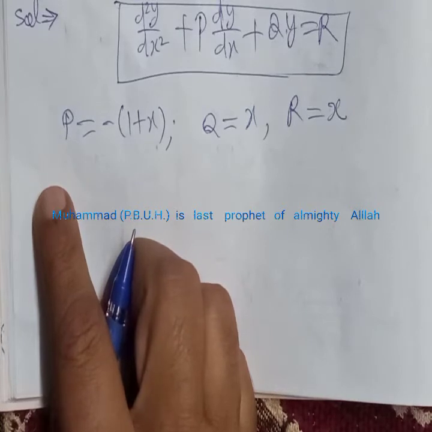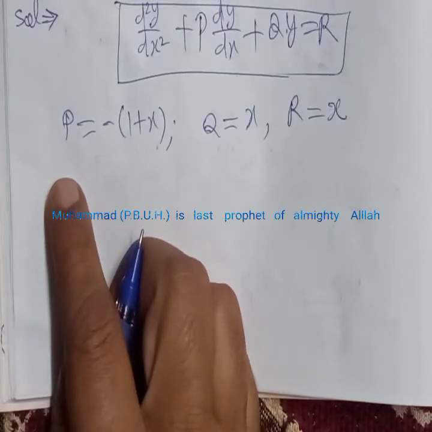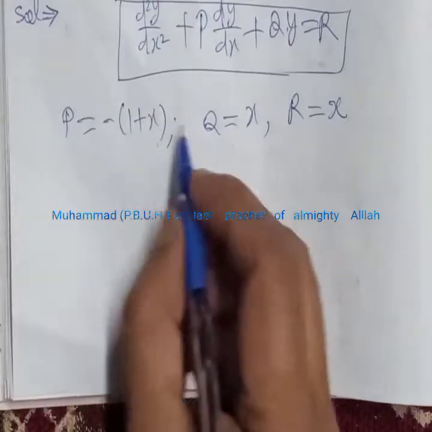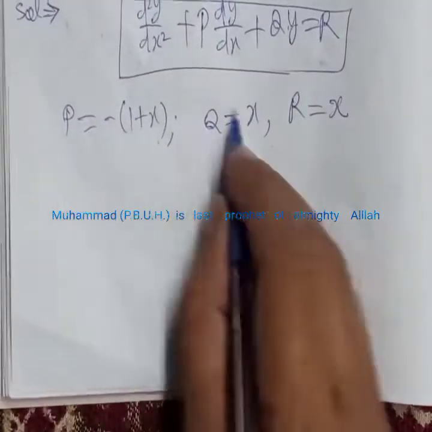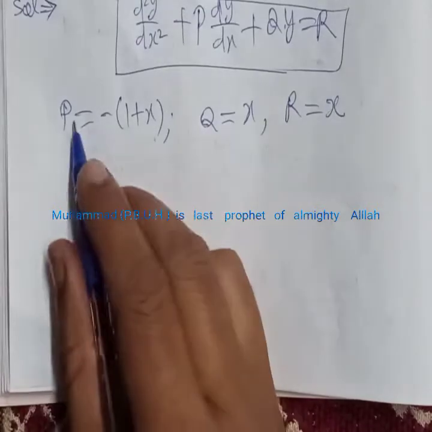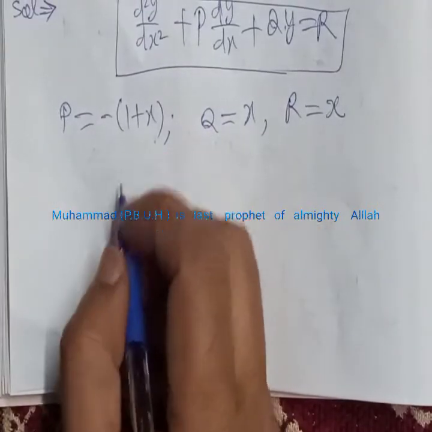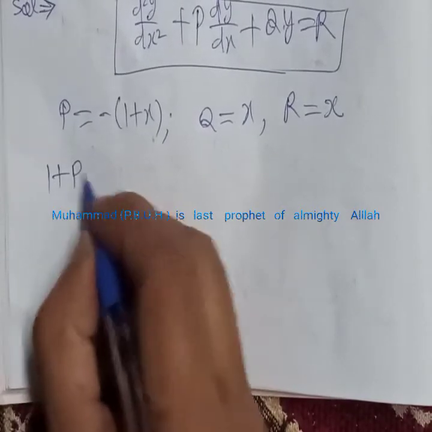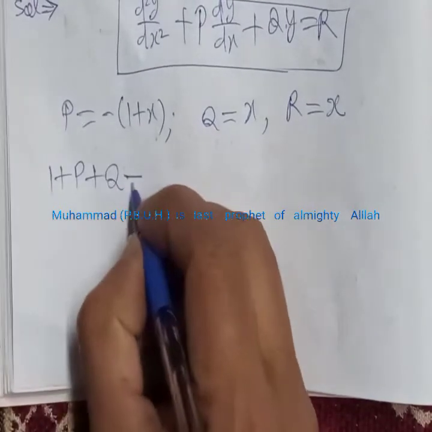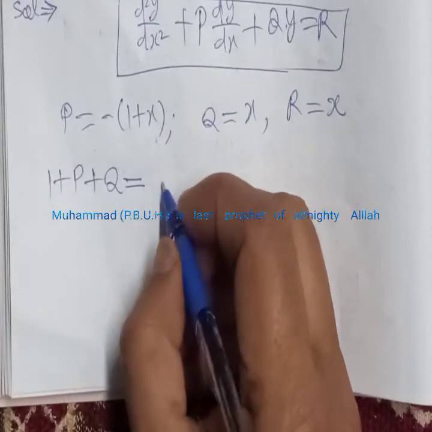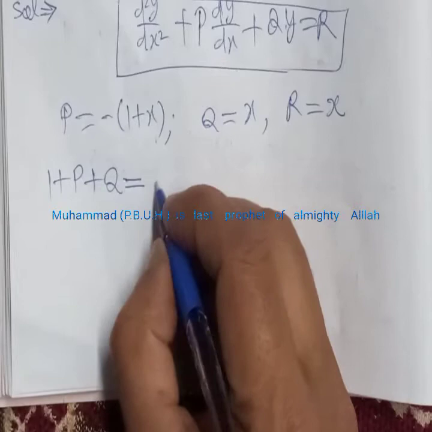We know the formula for finding the integral which is part of the complementary function by seeing the values of p, q, r. We see here the values of p and q, which indicate that if we find 1 plus p plus q, it is equal to 0, and by this we can say which is part of the complementary function.